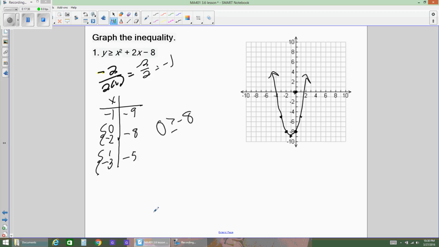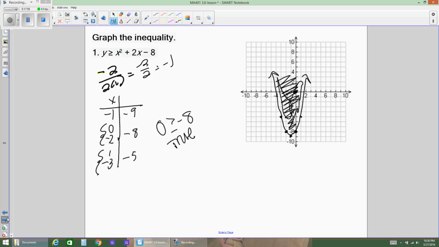Now I skipped that step of plugging it in and squaring it and multiplying it by the 2 because anything times 0 is just 0. Is 0 greater than or equal to negative 8? Yes, that's a true statement. So since 0, 0 is right here and it's true, we are going to shade the inside. And we are done.